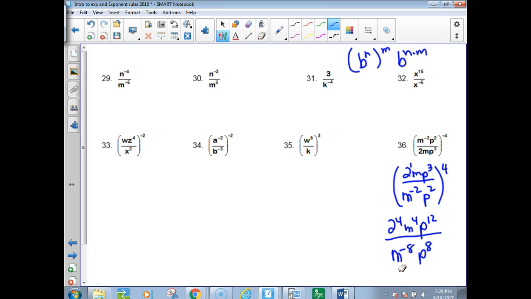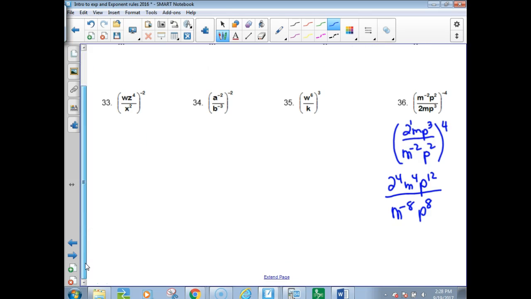Now we are going to use the rule for division, which tells us to subtract the exponents. So evaluate 2 to the 4th. There's no base of 2 on the bottom, so that's 16. 2 to the 4th is 2 times 2 times 2 times 2, which is 16. I have m to the 4th minus negative 8, and I've got p to the 12th minus 8. That's the step I'm doing. And now I can write my answer: 16 m to the 12th, p to the 4th.